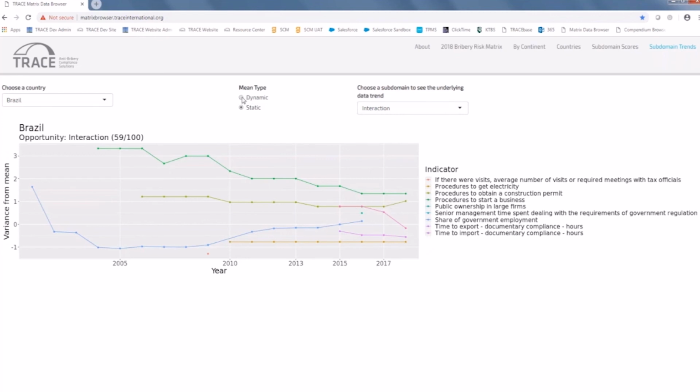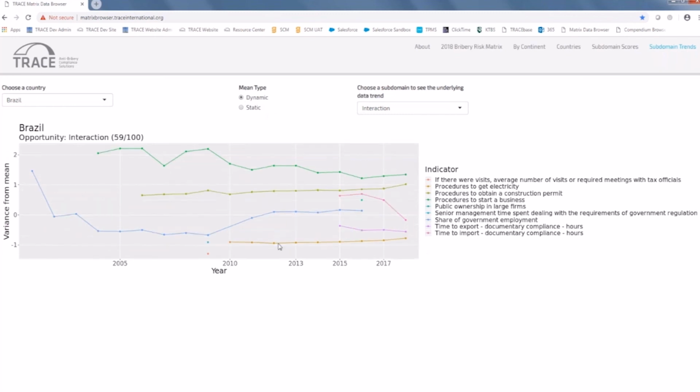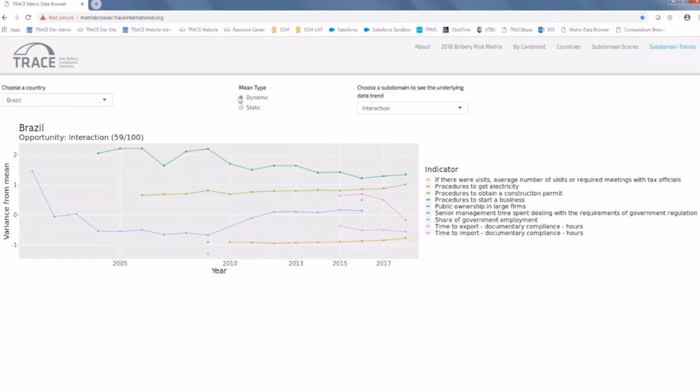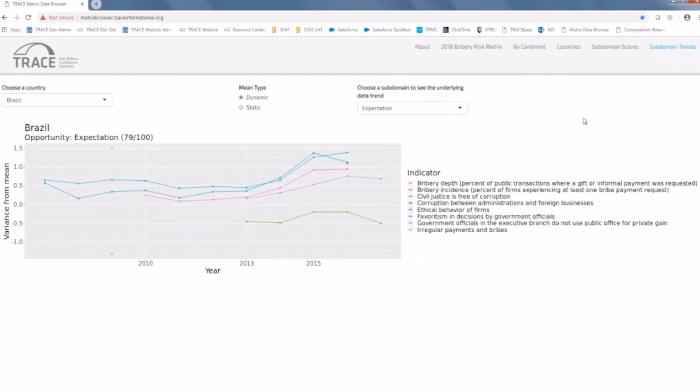But if you look at how those compare to the average, you can see they're getting a little bit worse, which suggests the rest of the world is getting a little bit better along those lines. Now, that is not a dramatic example, but it is an illustration of the difference between dynamic and static, just so you're aware of that. But this can be used here. If you're looking at one country, you can check out all of the subdomains, and you can see how things have been changing.